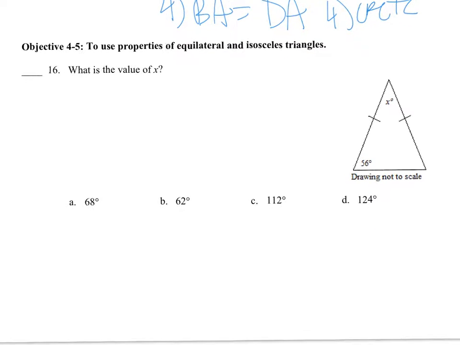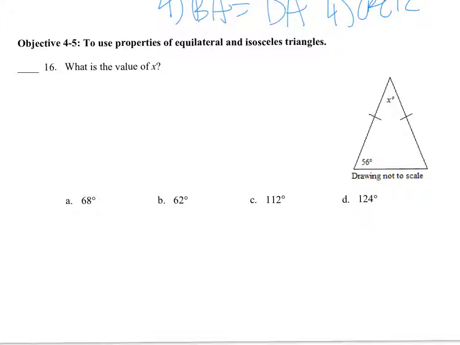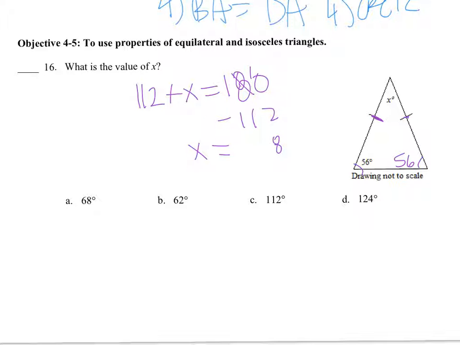So when I'm looking at this picture, first thing I see is that these two are congruent. So that means these two, because they're opposite, are congruent. So this would also be 56. So I have 56 plus 56, which would be 112, plus x. All the angles and only angles equal 180. Side lengths do not equal 180. So I subtract the 112, and I get 68.